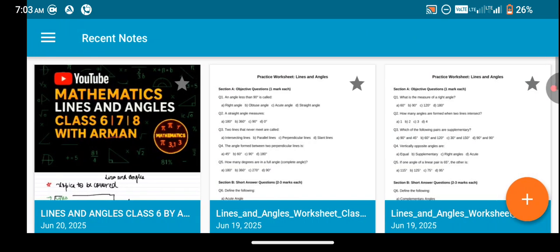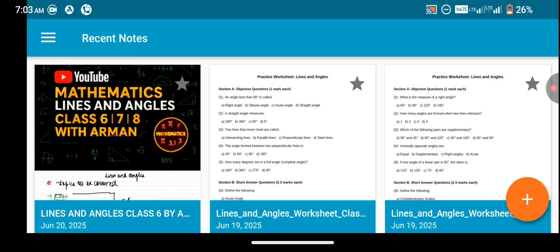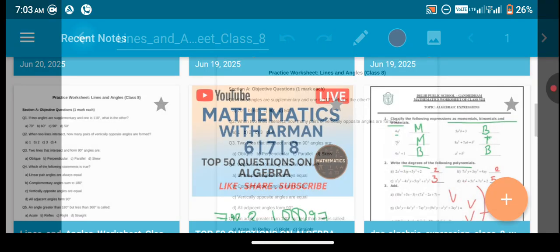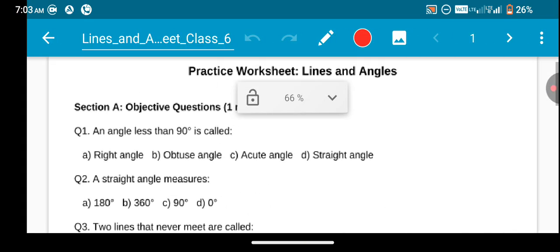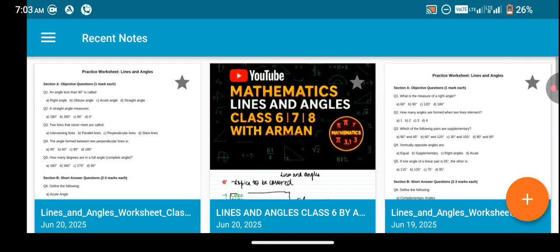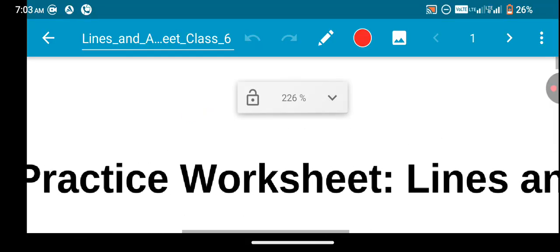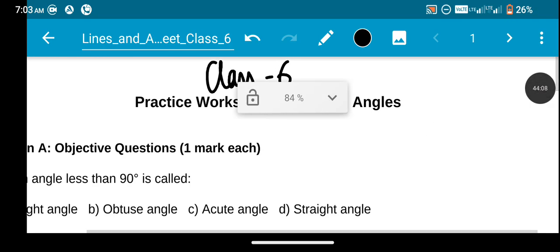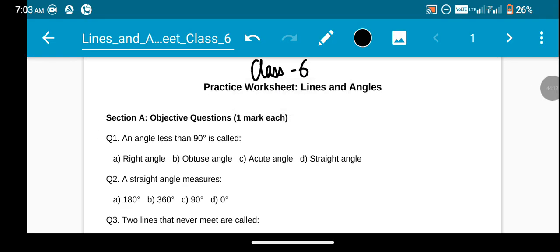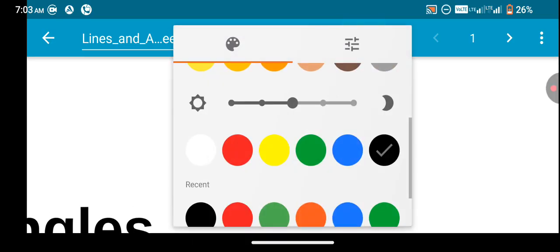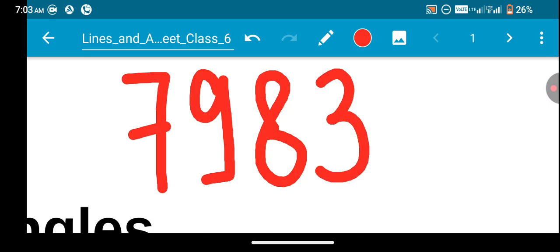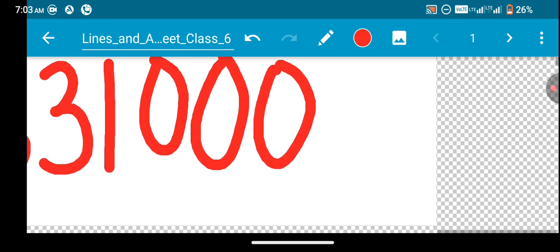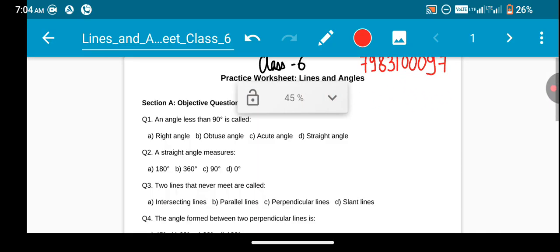Now I have to cover the worksheet. I am not covering the worksheet, I am giving the worksheet as homework. I will discuss it out. This is class 8th, class 7th, this is class 6th. I will provide this worksheet to you. If you want this worksheet, you can contact me on 79831009.